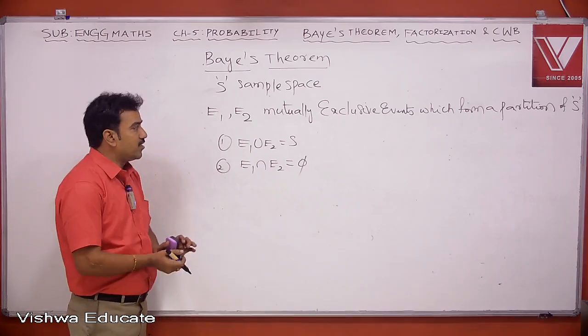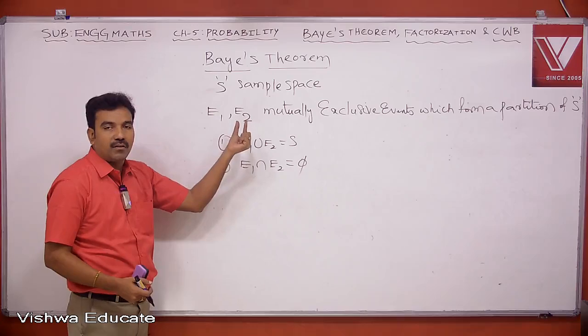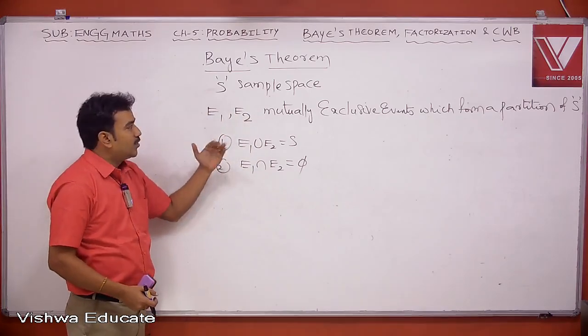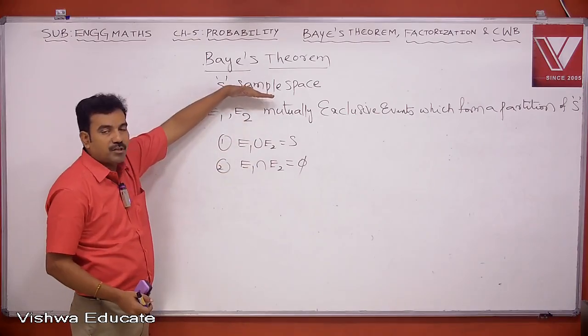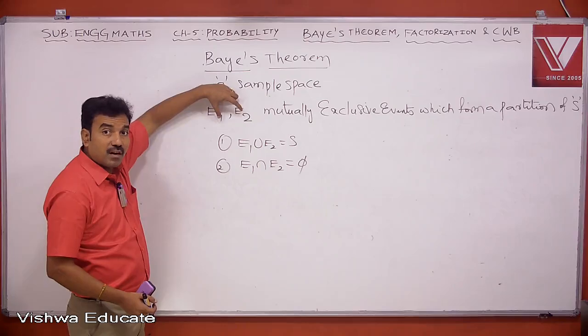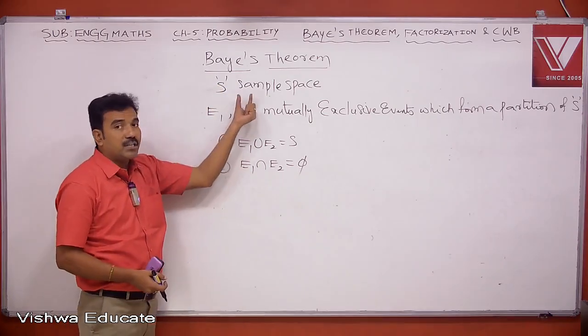And the second point is they are mutually exclusive. That means if E1 occurs then E2 cannot occur. If E2 occurs then E1 cannot occur. Right? So this is my data. S is a sample space, that is all outcomes of an experiment. There are two events E1 and E2 which are mutually exclusive events and they are forming a partition of S.